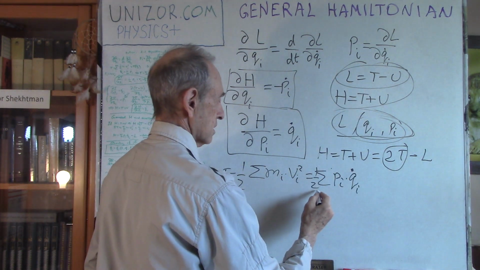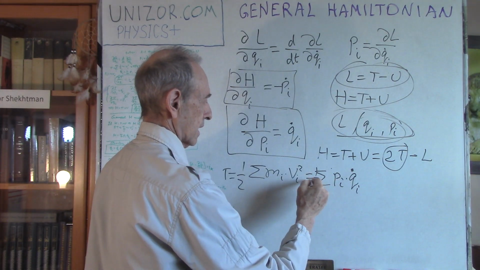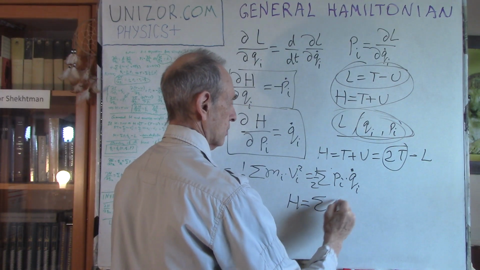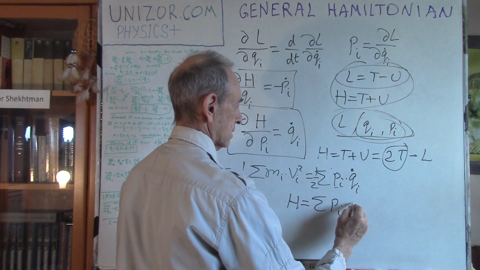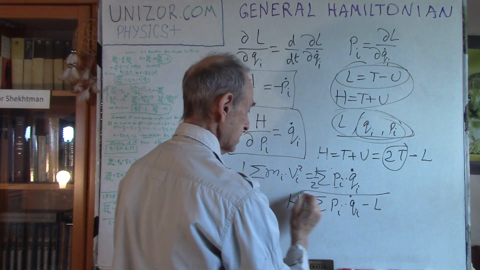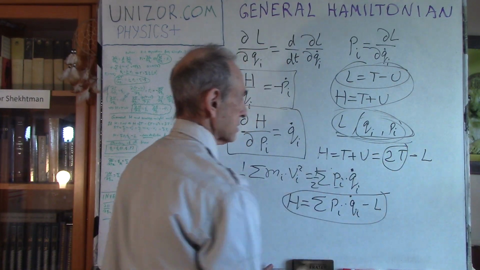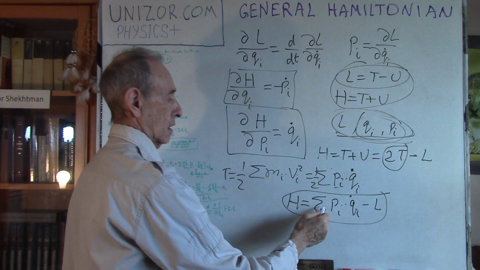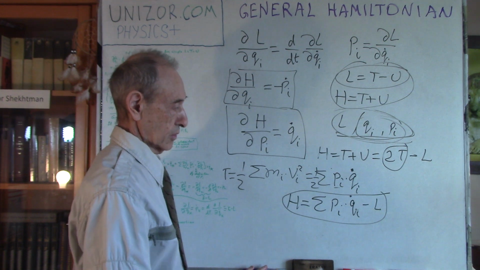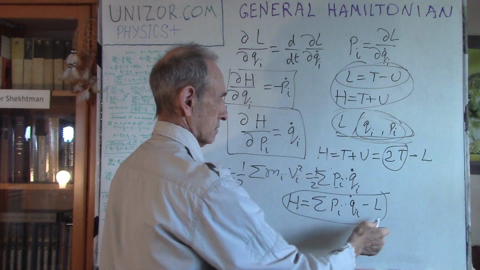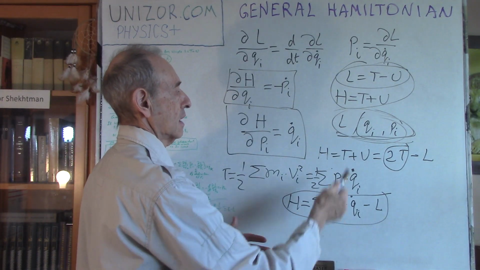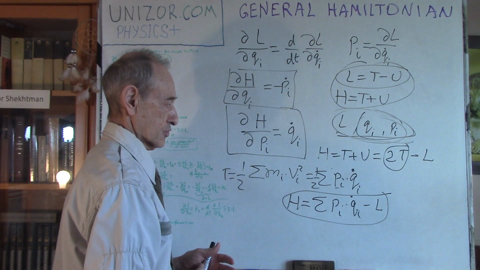Well, so 2T will basically cancel this 2, and my good candidate for H is the sum of p_i times q_i dot minus L. So this is the formula which depends only on coordinates and momenta, well, and the derivative of the coordinate, which is velocity, and the Lagrangian. It does not explicitly depend on kinetic or potential energy.